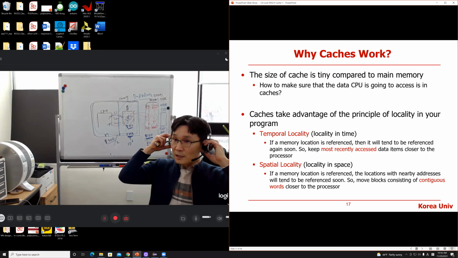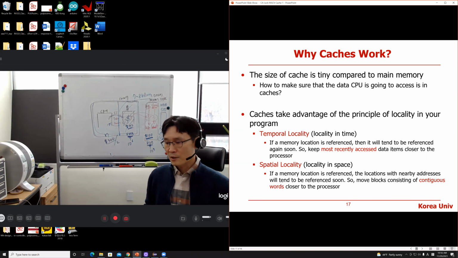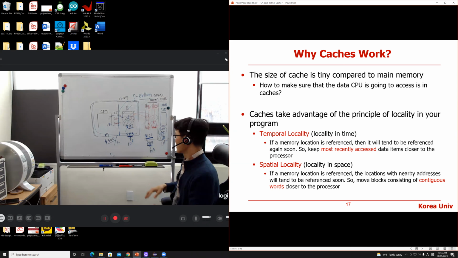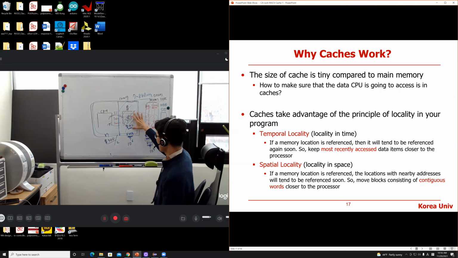Okay, thanks. How come cache is working even though cache is small? Even though cache is small, it is able to work.